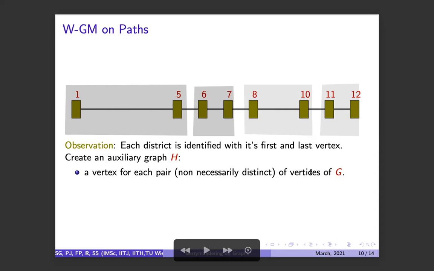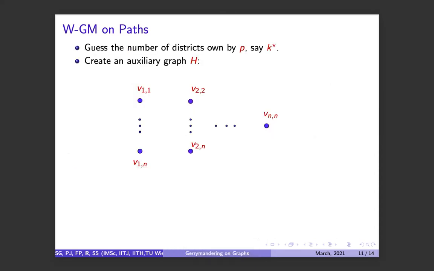Okay, so I'll just show you the construction of the graph. But before that, to proceed with the algorithm, we guess the number of districts that will be won by P, if it is a yes instance. Let that be K star, which is some number between 2 to K. So this K star is the number of districts won by P. We have guessed this, and this is how we create the auxiliary graph.